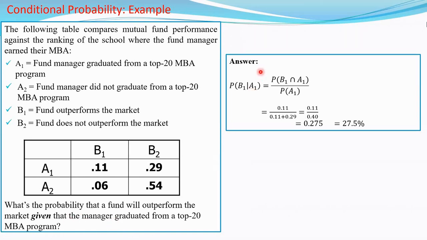That is A1: the fund manager graduated from a top 20 is given by A1. So you have to calculate the probability of B1 given A1. In the previous slide, we have the formula: probability of B1 intersection A1 divided by the probability of A1. It is a joint probability. Both occurred at the same time, graduated and outperforming. A1 intersection B1 is this one, 0.11, plus the probability of A1 and not outperforming the market. There are two.